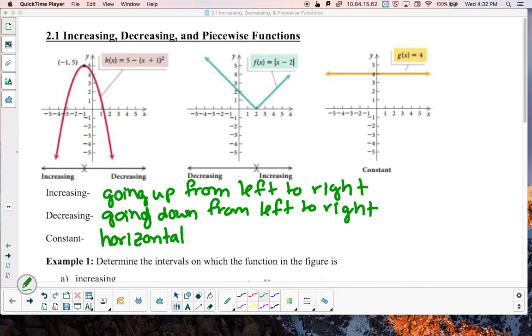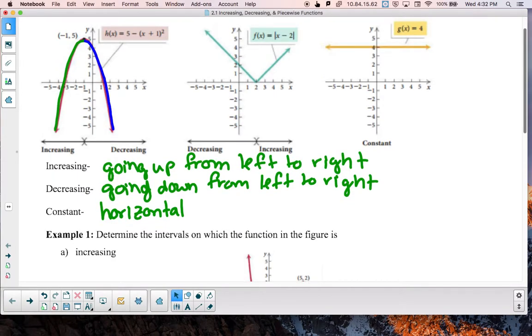We can look at this through our examples. For the parabola, we're increasing as we go from left to right here, but then at that point it switches from increasing to decreasing. We don't include our endpoints whenever we're writing our intervals, because at that point it is not increasing, decreasing, or constant, because it's changing at that point.